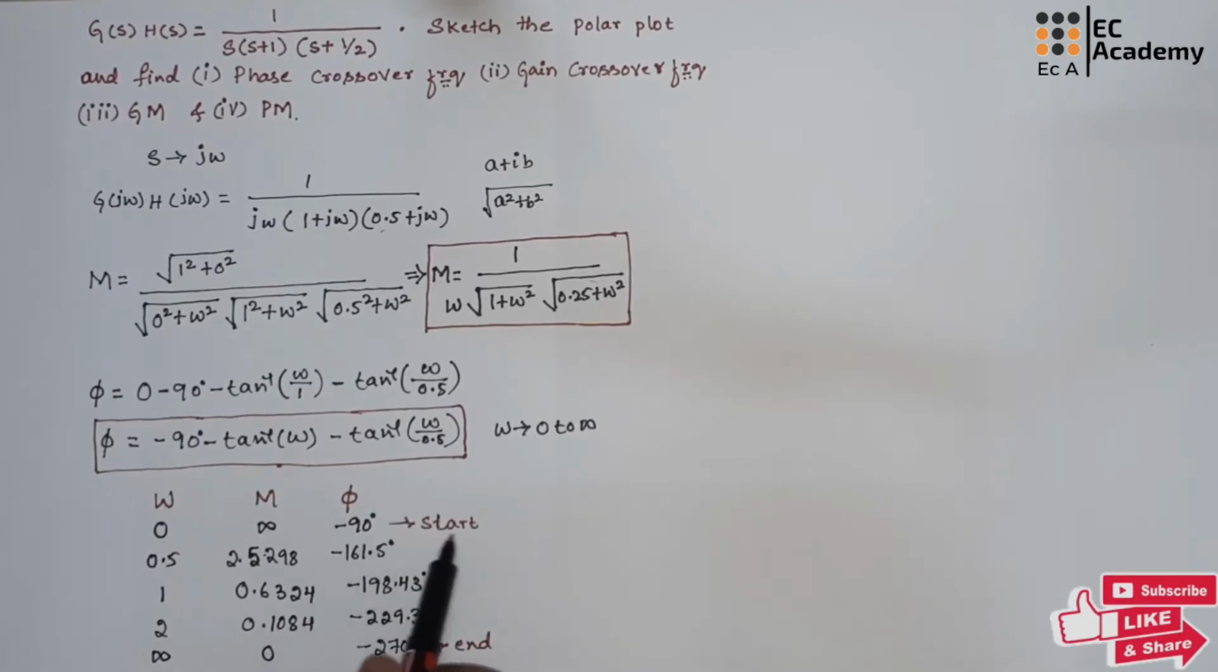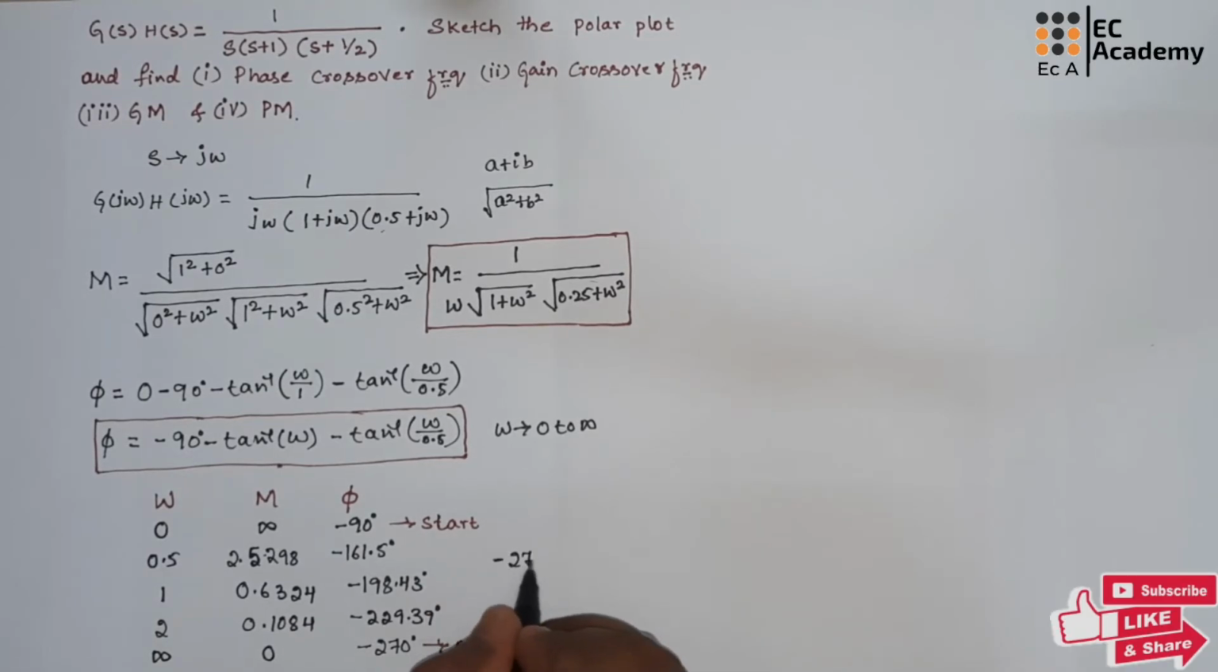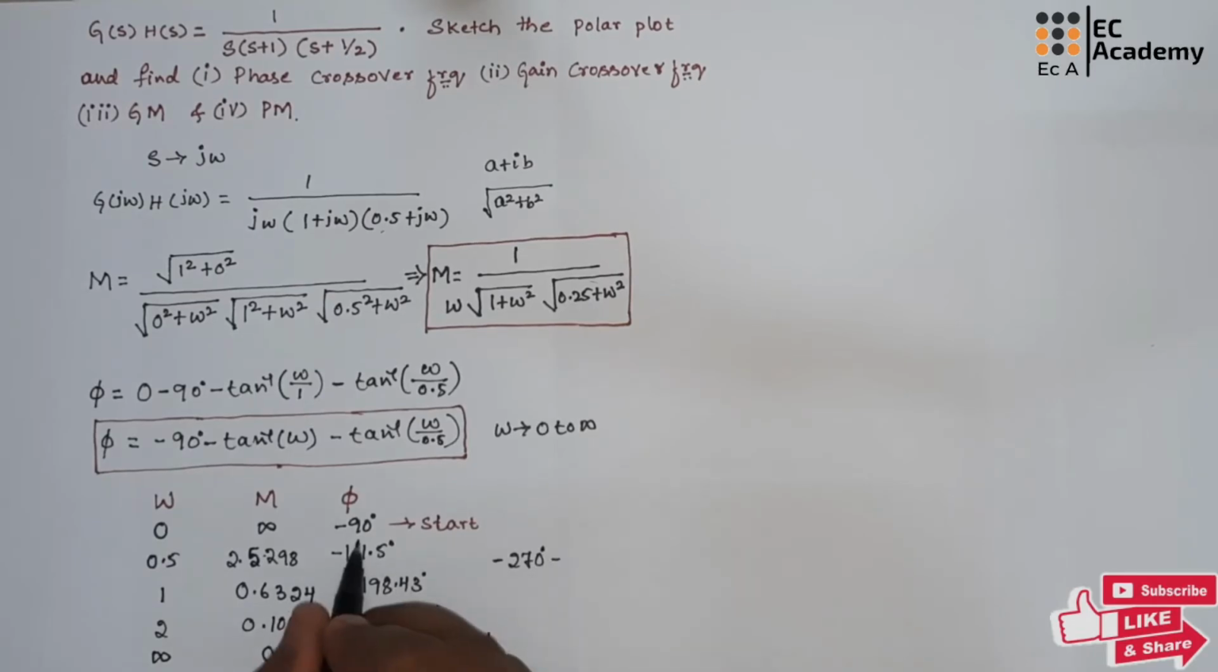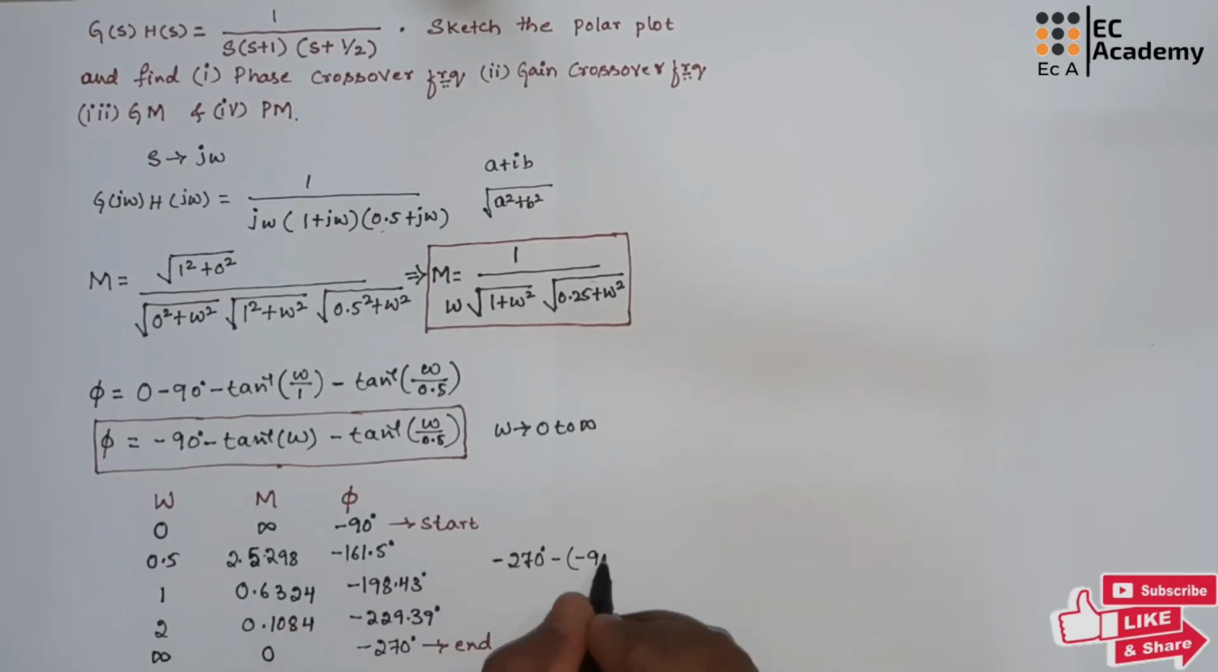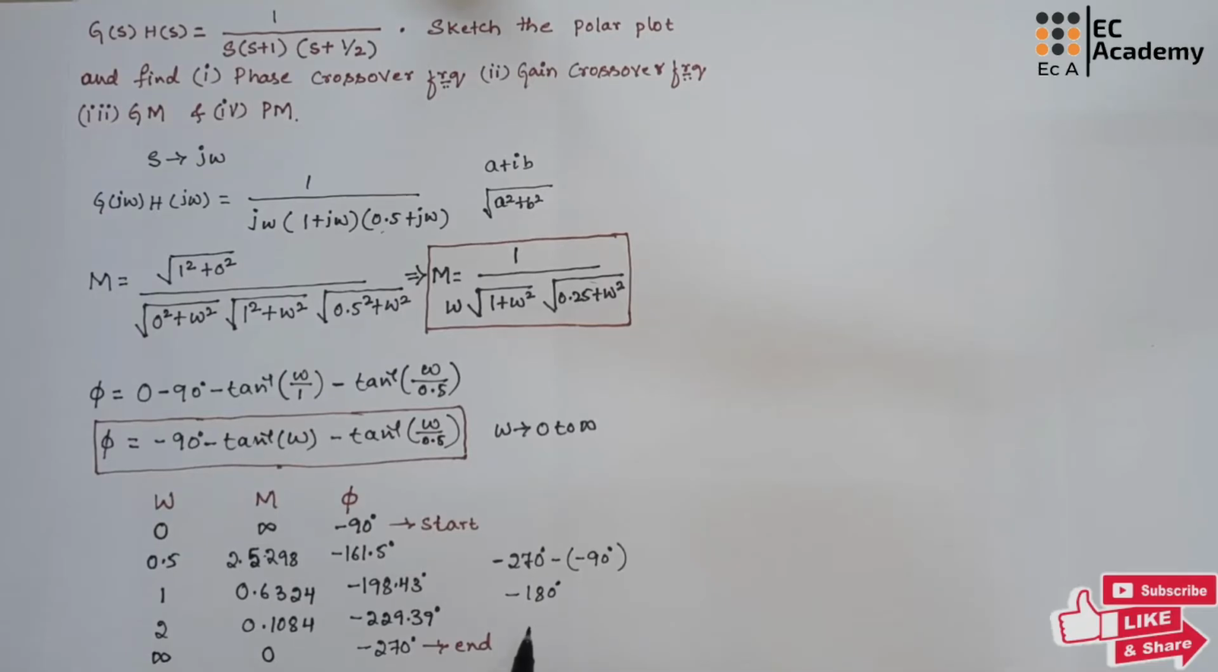So this is the starting point of the polar plot and this is the end point of the polar plot. If we take this phase, which is minus 270 degree, and subtract the starting phase of minus 90 degree, we will get minus 180 degree. Which means the plot should be rotated clockwise 180 degree to get the end point.